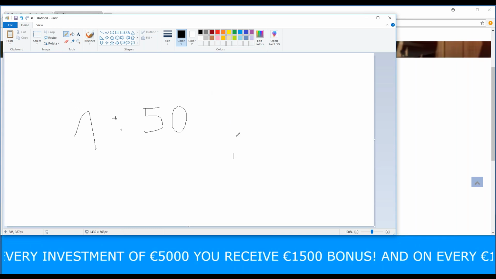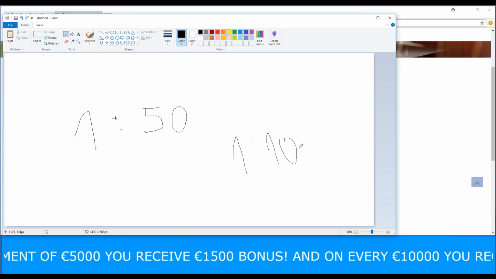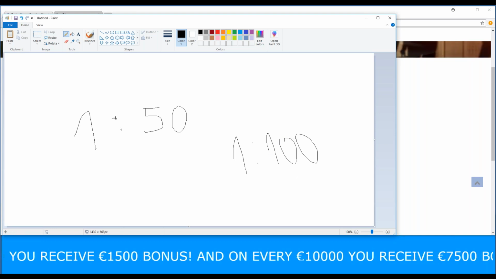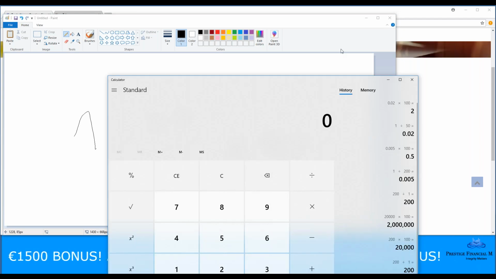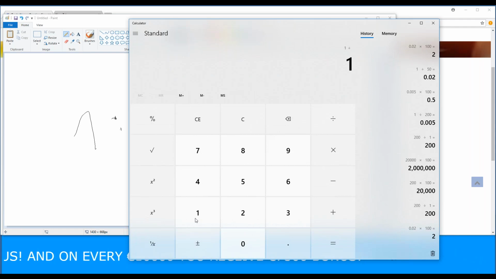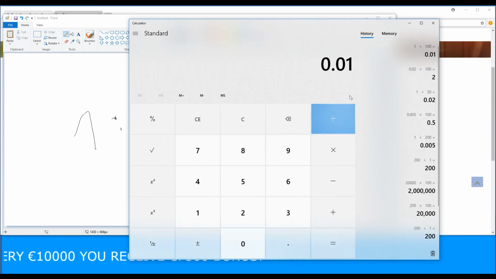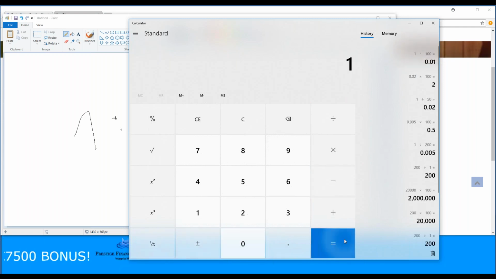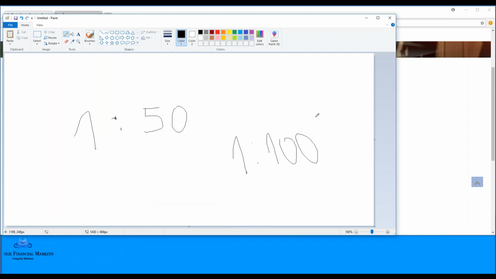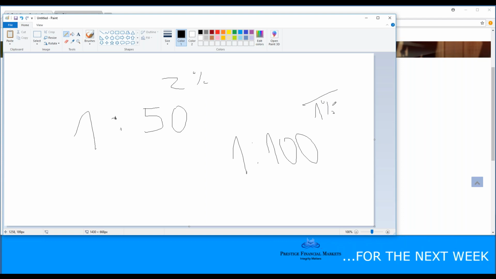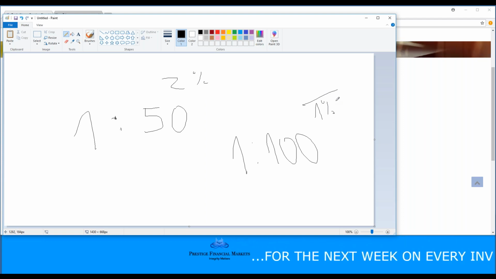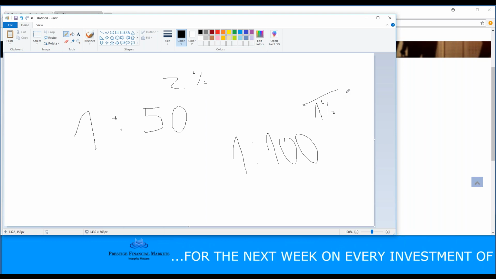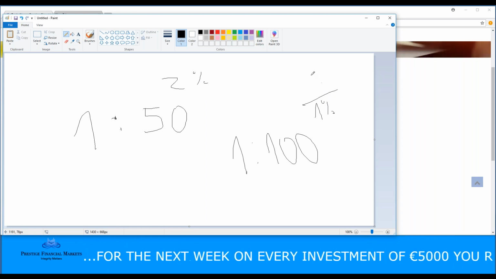Okay, the same principle applies with 1 to 100 leverage. You can do the same calculation: divide 1 by 100, then you get 0.01, and then you multiply that by 100 to get the percentage, so that means you get 1%. In the previous example it was 2%. So you just need a deposit of 1% of the overall trade that you make, to be able to make that trade.